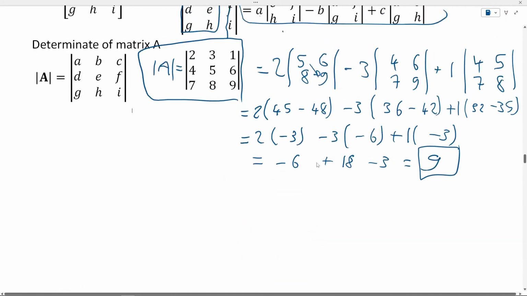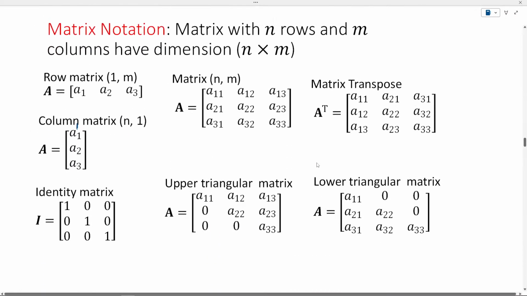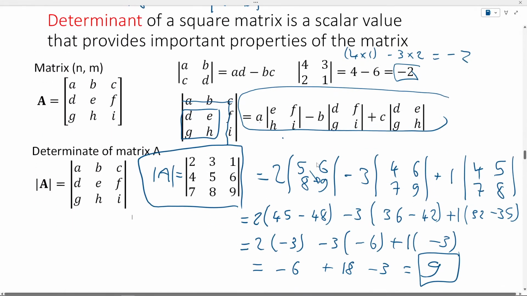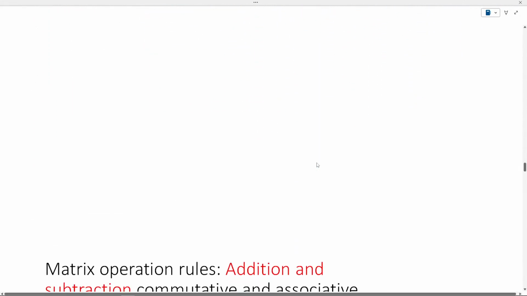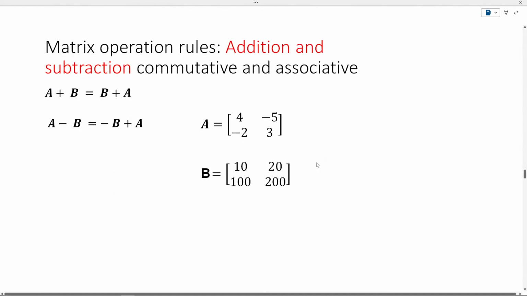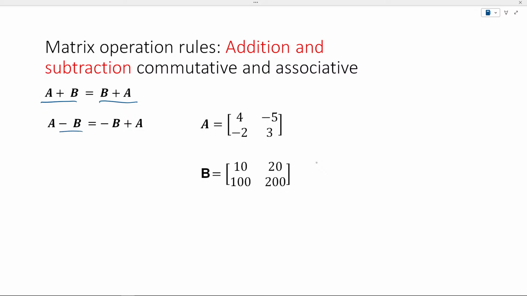Okay, so we learned about some matrix notation. We learned about the determinant of a matrix. Now let's learn about some matrix algebra. Can we do some matrix algebra? Yes. If I have matrix A plus matrix B, that's equal to matrix B plus matrix A. Similarly, matrix A minus matrix B is equal to negative B plus A.